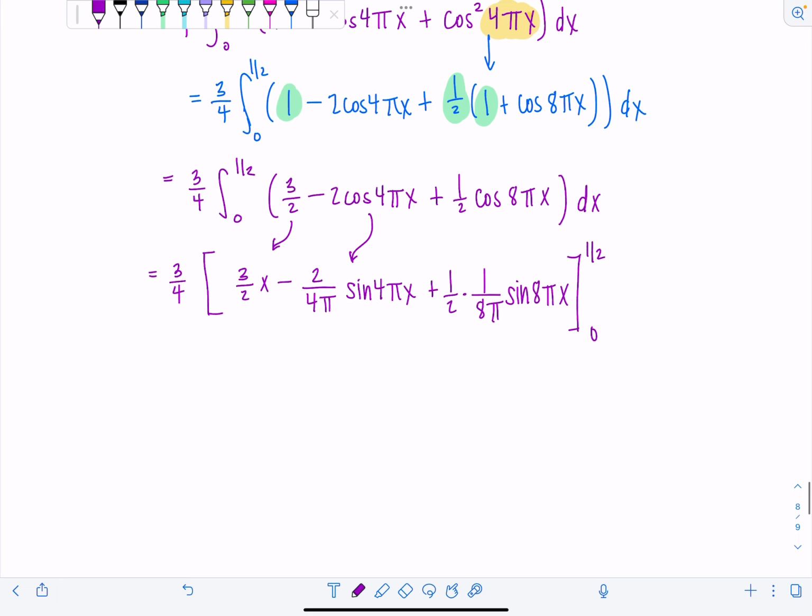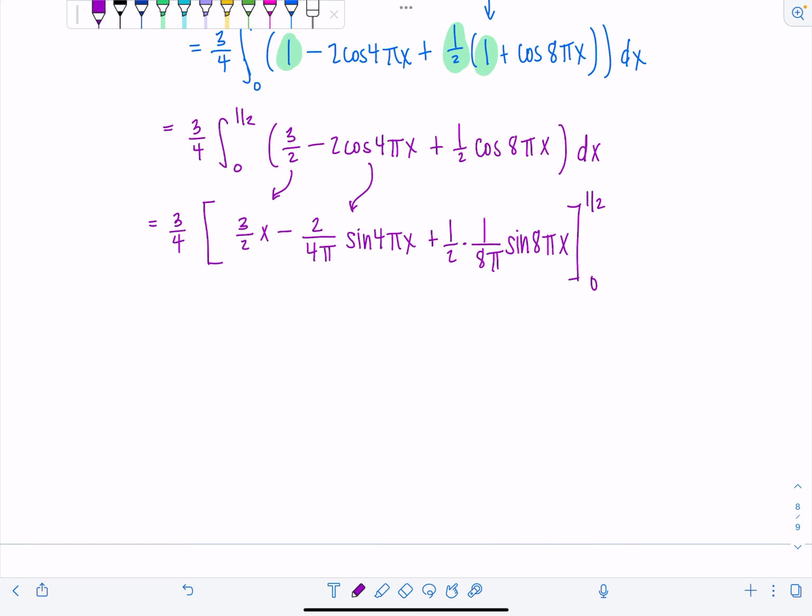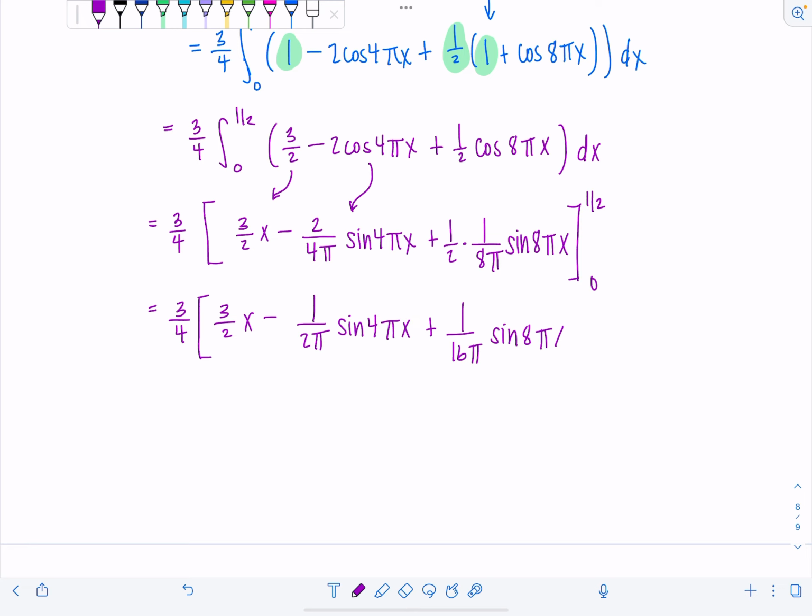Okay. Clean it up a wee bit more before you start plugging in the limits of integration. Leave the 3/4 out here though, okay? Why would you multiply everything by 3/4? It's just making life difficult. Do it at the end once. Minus 1 over 2 pi sine 4 pi x plus 1 over 16 pi sine of 8 pi x. Okay, all of this from 0 to 1/2.